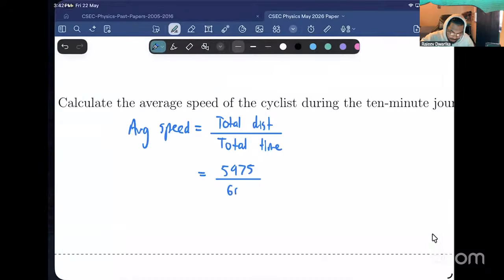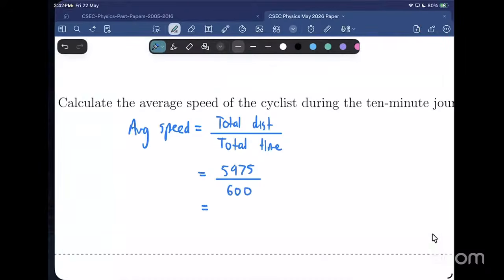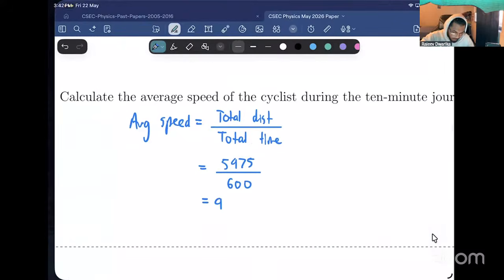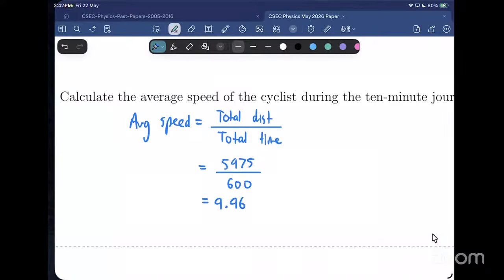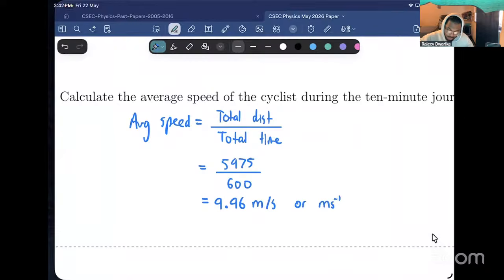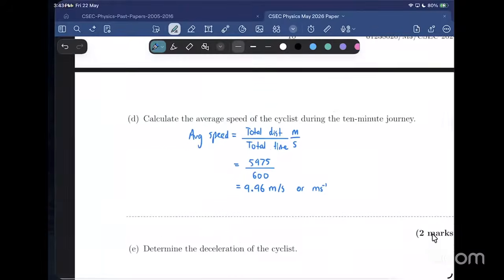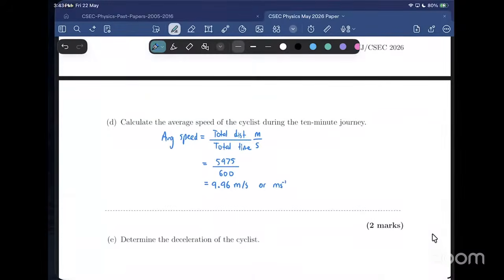What did you guys get for this? 9.96 meters per second. Right, and the units would be meters per second, or m s to the minus 1. Why? Because distance is measured in meters and time is measured in seconds, so m/s, or m s to the minus 1. You guys got this? Yeah.